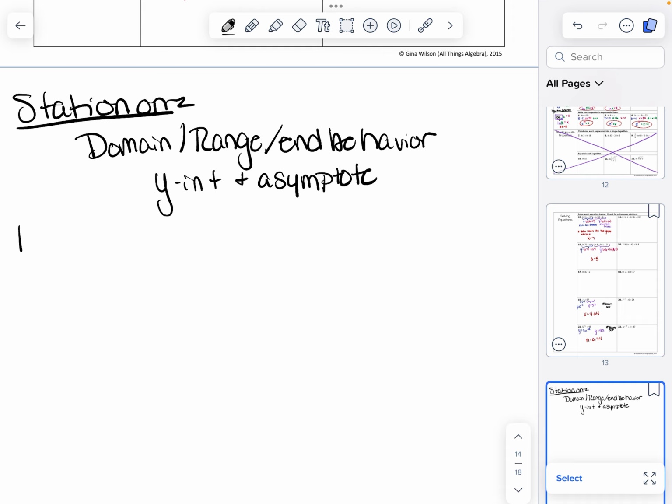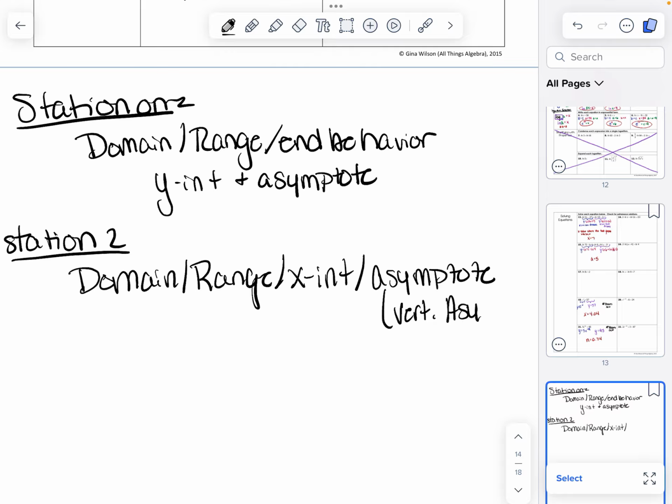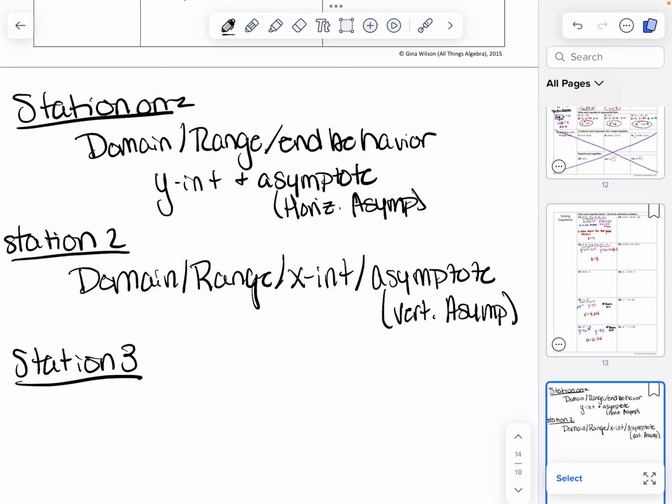Station 2: domain, range, the x-intercept, and the asymptote. This is going to be a vertical asymptote. And your station 1 asymptote is a horizontal. Station 3, you're stating the transformations.